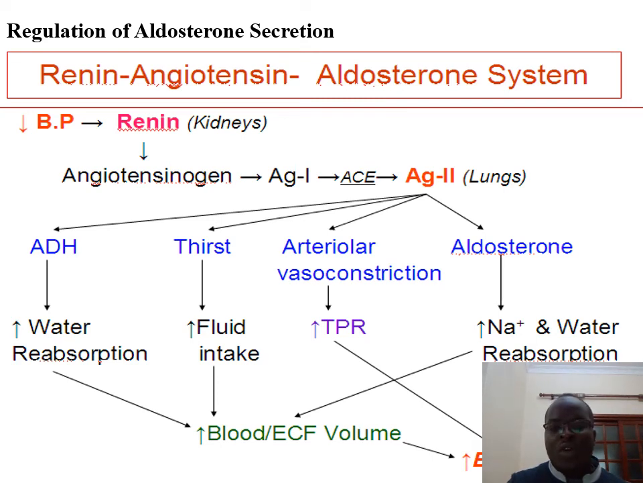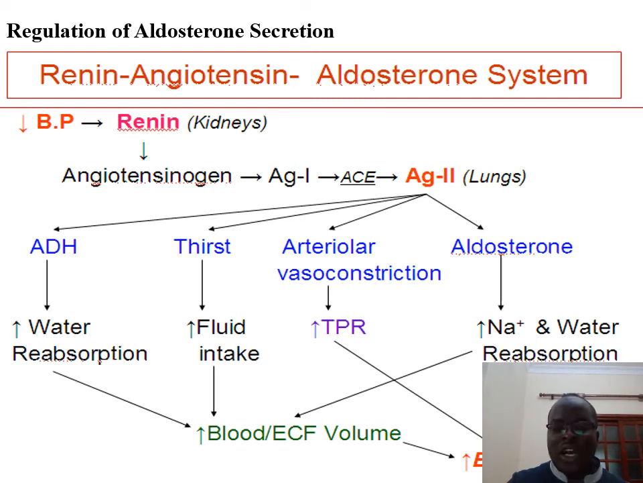It can also go to the hypothalamus and stimulate the thirst centers in the hypothalamus so that it increases the fluid intake. You have this desire to take in fluids or to drink water. Once you're drinking water, you're increasing blood volume and also plasma volume. That will cause an increase in blood pressure.